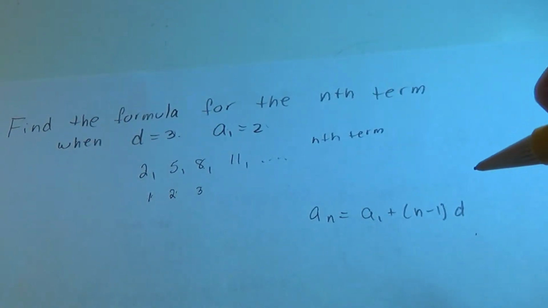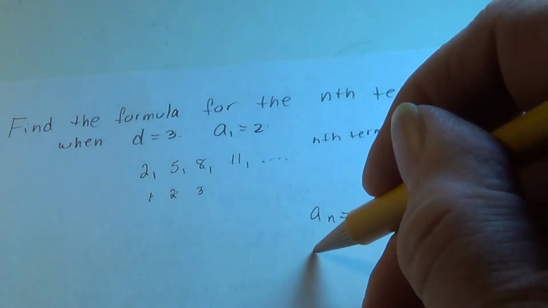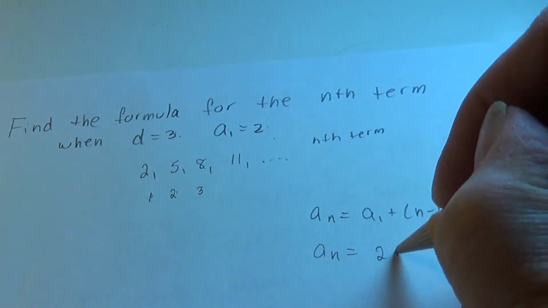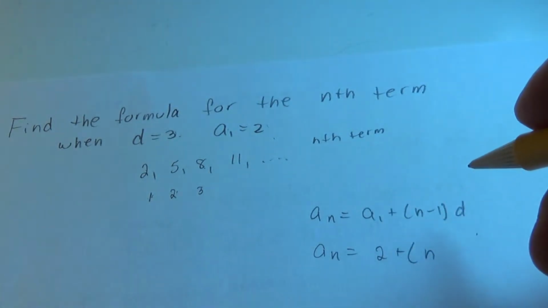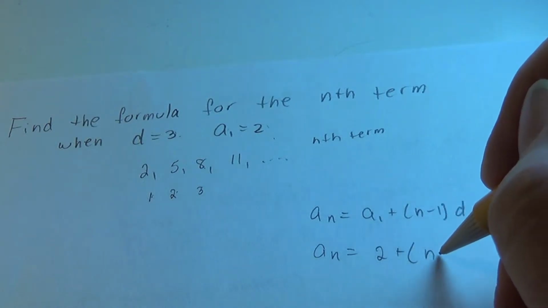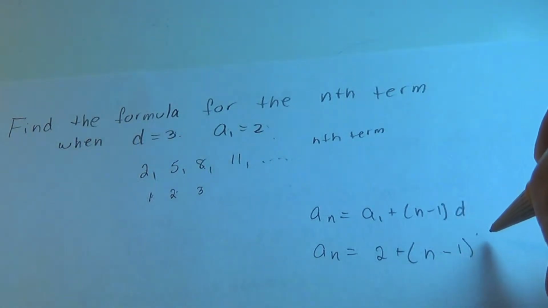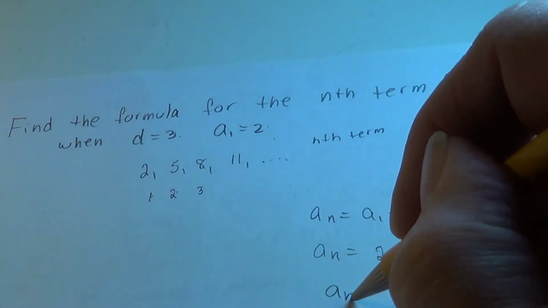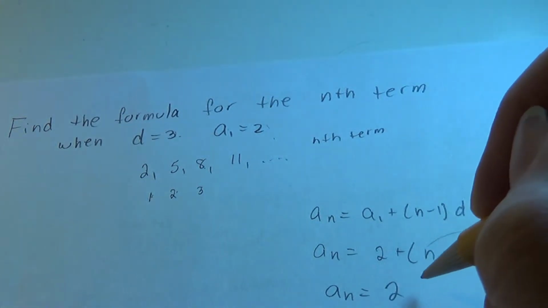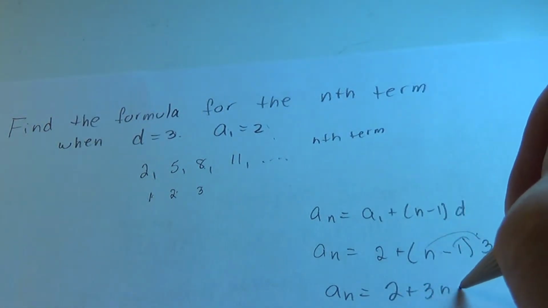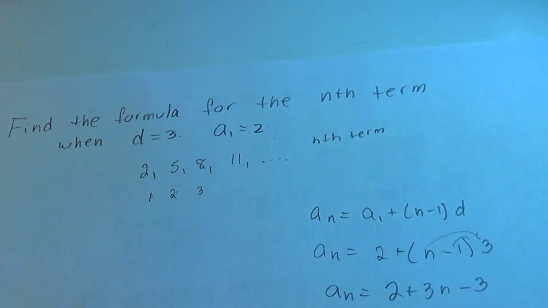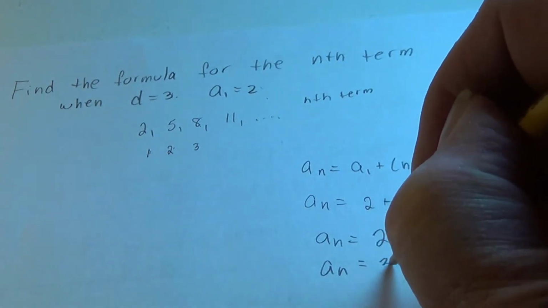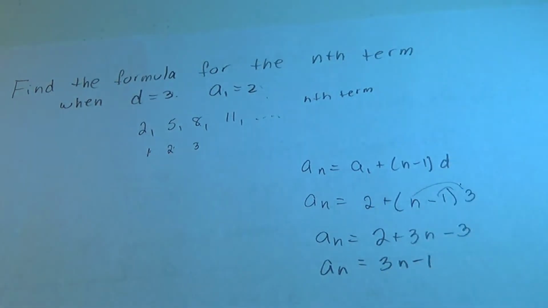So in this case, the nth term is a sub n. That's what I'm looking for. A sub 1 we know is 2 in this case, plus n remains n because that will be in my generator or nth term, and the common difference is 3. So let's distribute the 3 and combine like terms. I get 3n minus 3, or negative 1 plus 3n, and I'll write it more aesthetically pleasing, 3n minus 1.